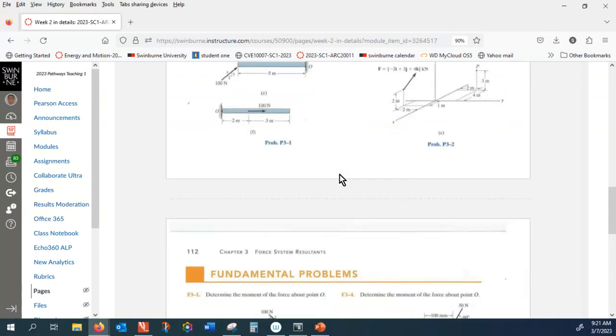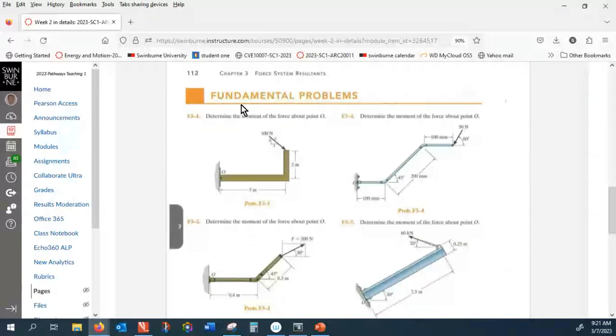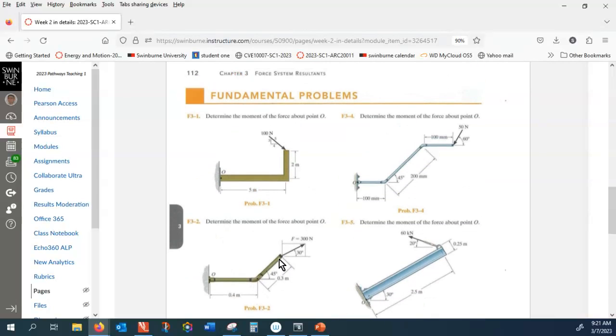And now we go to page 112. Choose something between 1 to 6. Do you want simple, medium, difficult? Medium. All right. Everyone happy with medium? Okay. Let's do, for example, 3-4.